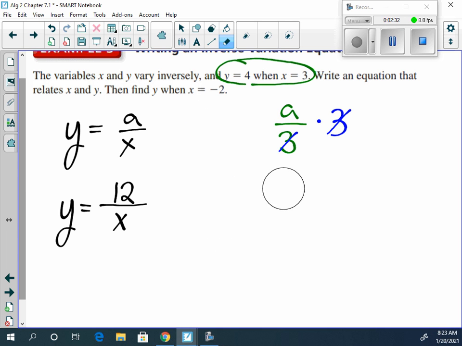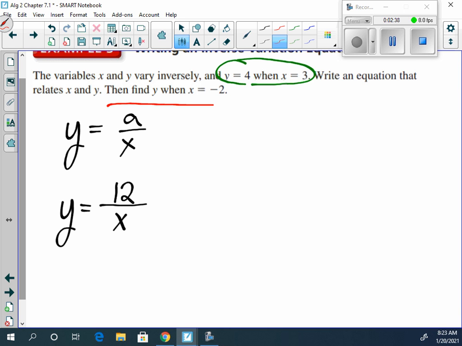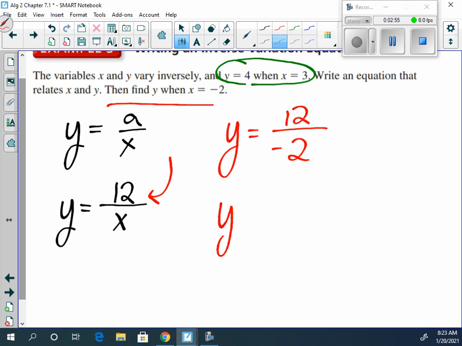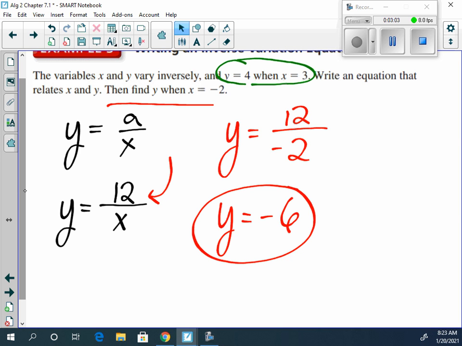I'm going to erase this here. So now the last part was to find y when x is equal to negative 2. Well, how can I do that? Into our equation here. Because we could say y is equal to 12 over, well, 12 divided by negative 2 is? All right. All right, guys, any other questions on this one here? Okay, let's look at the next one.